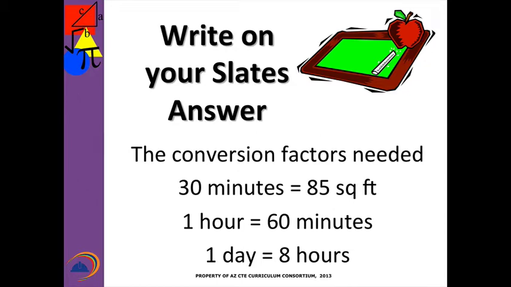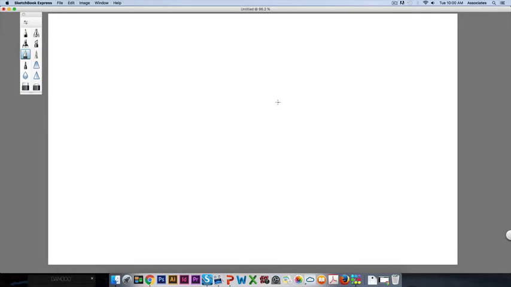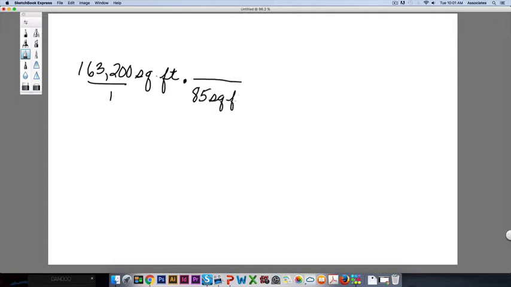Let's go to our slate. All right, the first thing I know is that 163,200 square feet is what I have to paint. So I'm going to put that over 1. Now the other ones can be in any order that you want, because remember, multiplication is commutative. But I want to get rid of square feet, so I'm going to put 85 square feet. And 85 square feet is equal to 30 minutes of time of the painter.